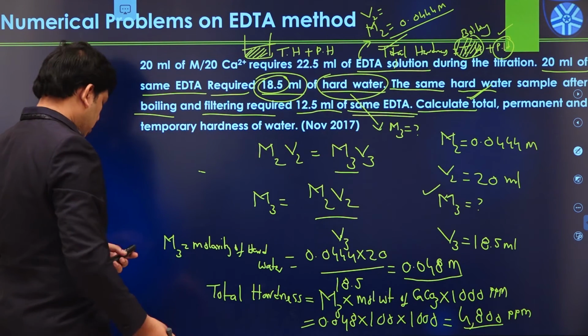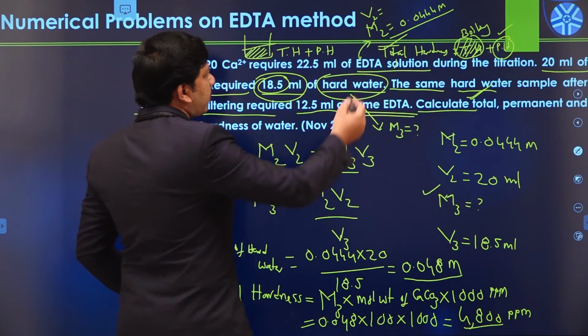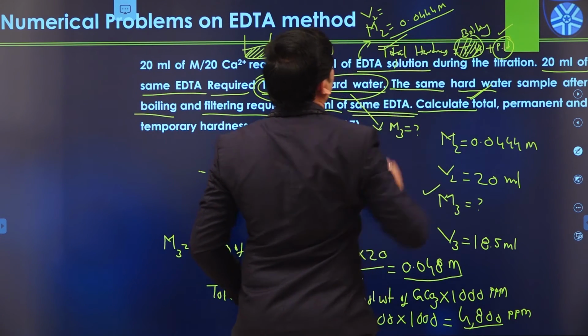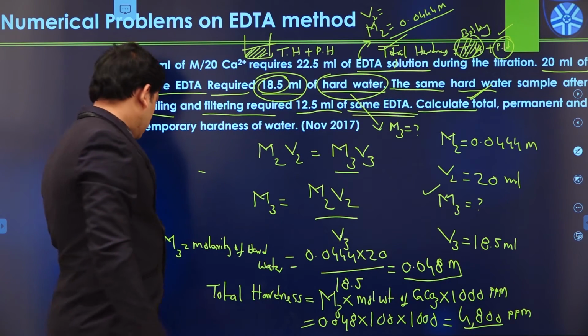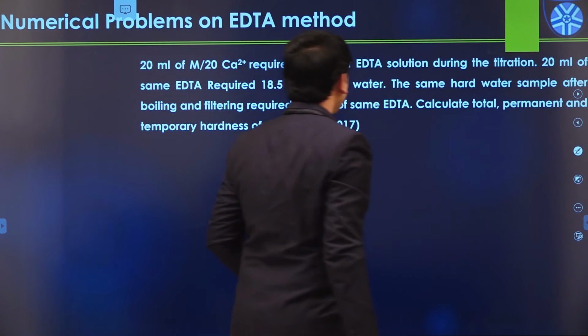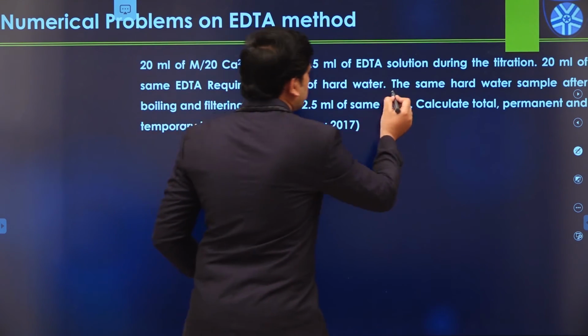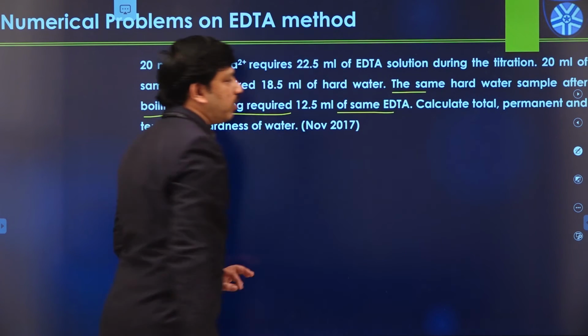So in the third case, how is it possible? For the time being, I'm erasing all these values, but we have to remember this value: the M2 value is 0.0444 molarity. So erase all these values and consider only the third statement. Now we are looking at this third statement only.